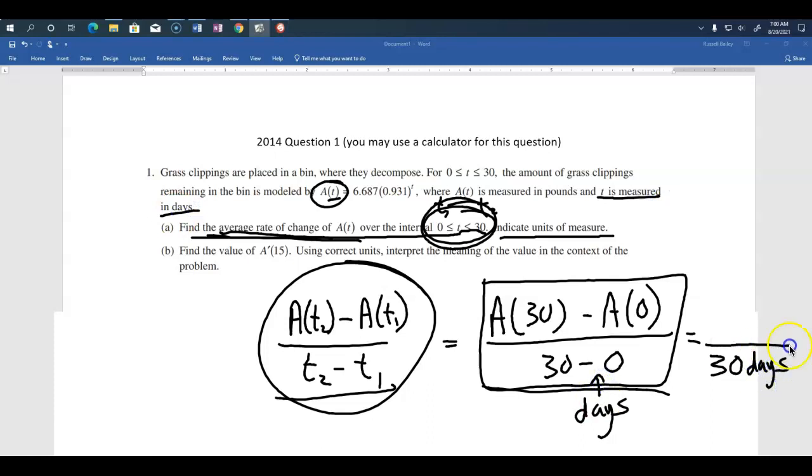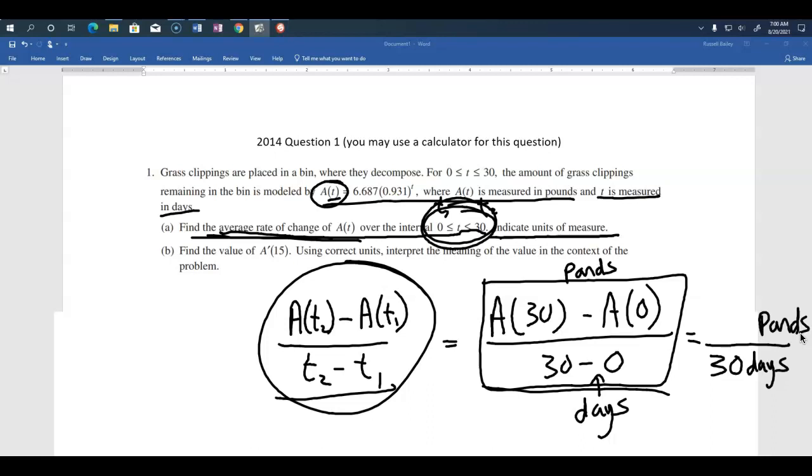Why am I doing that? Because in this problem, they want us to indicate the units of measure. In other words, days and pounds. Pounds is the top. It says the A function is measured in pounds, t is measured in days. So the top is pounds, the bottom is days. I haven't done the top yet, so for now I'm just going to leave a blank there. But I do know that whatever I get up there is going to be pounds. So my units are going to be pounds per day.